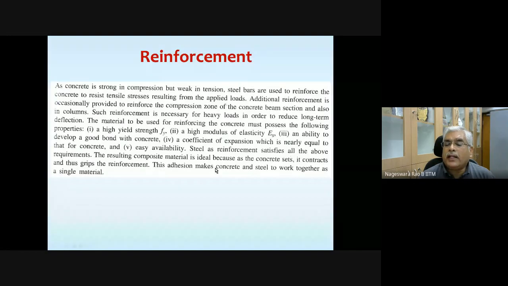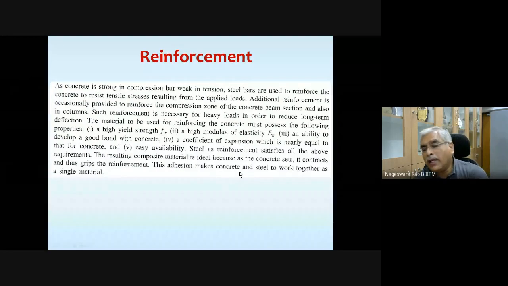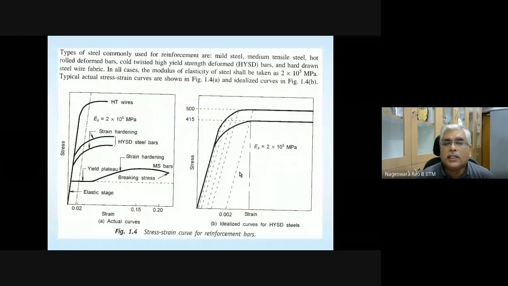This addition between the concrete and steel allows them to work together as a single material. Okay, so let's quickly note down a few points related to reinforcement, and then we'll go to the design philosophies. Anyway, we already looked at this.